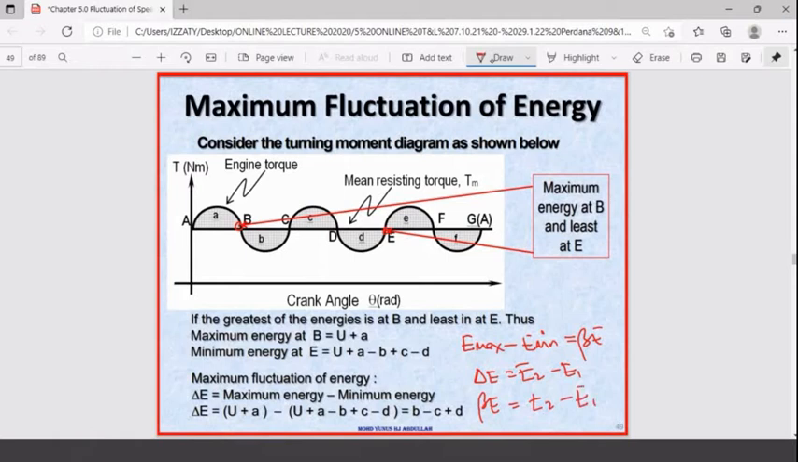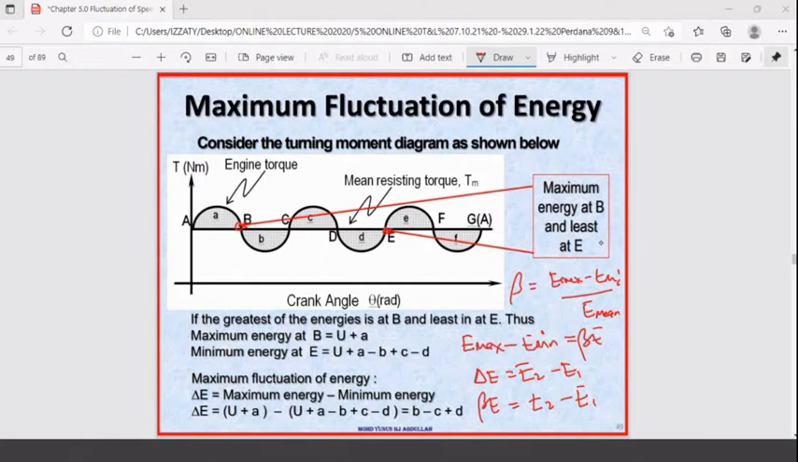So if the question asks you about the coefficient, for example, you have beta equal to E max minus E min divided by E. This E is E mean, M-E-A-N. This one is min. They are two different terms, even though I sometimes pronounce them basically the same.